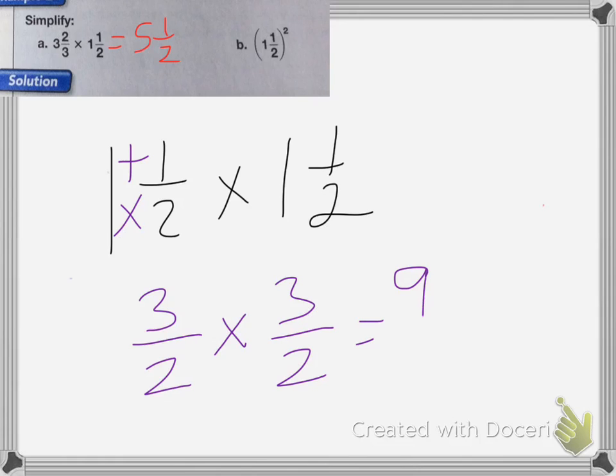3 times 3 is 9. 2 times 2 is 4. I change that back into a mixed number, which is 2 1/4.